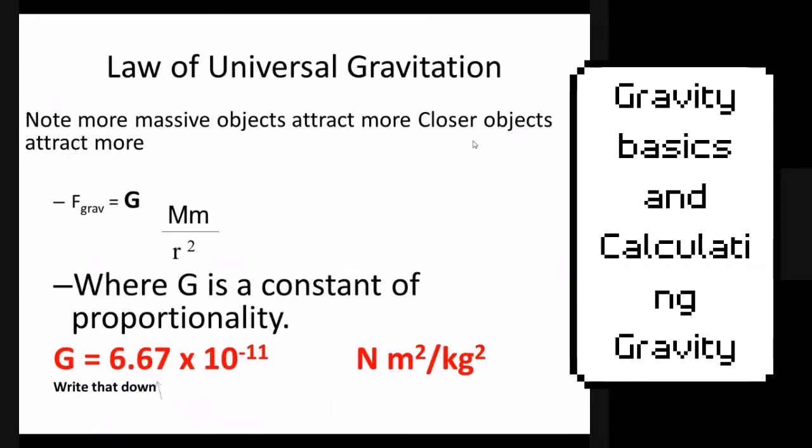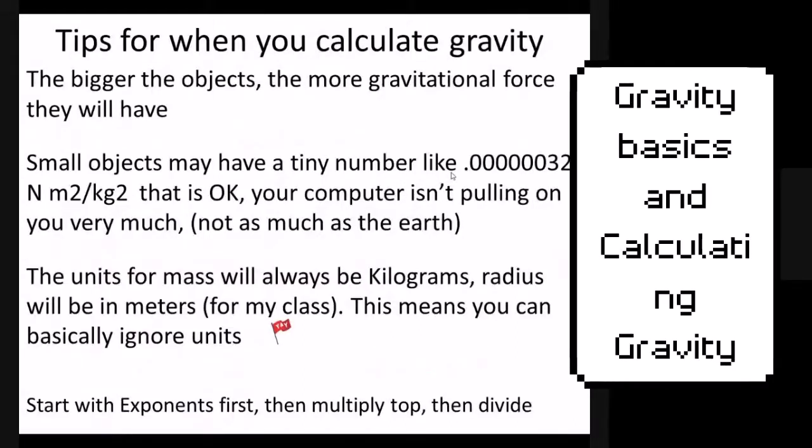And if it does change, that's going to change some things about our universe. So for example, if that number got bigger, you might see more black holes. If that number got smaller, stars might not fuse anymore. So it's good that that number stays the same. Some tips when calculating gravity.